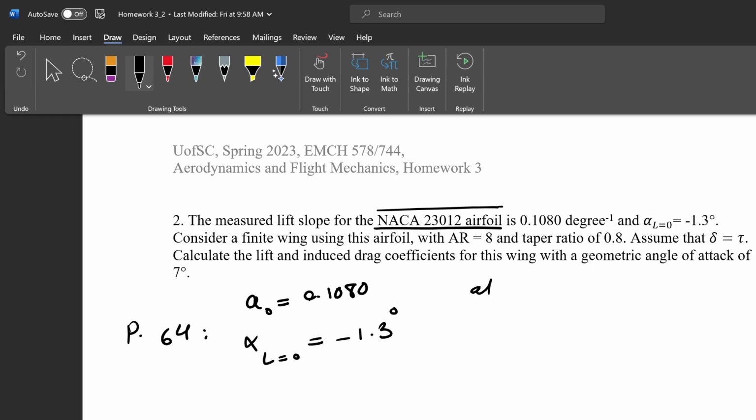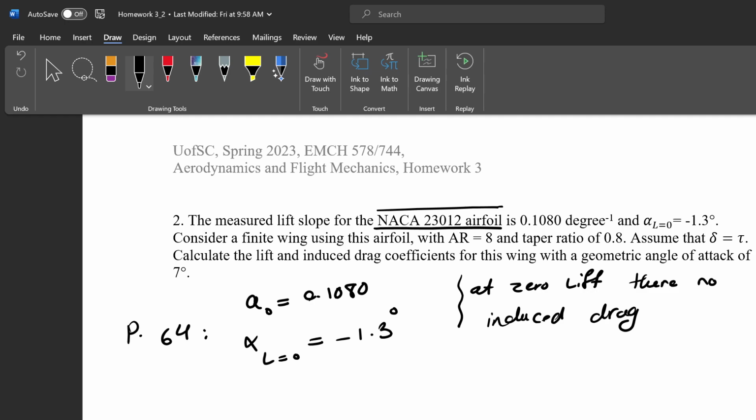Let me write this down. At 0 lift, there is no induced drag. This essentially means that the pressure on top and bottom are already equal. There won't be any downwash happening because of pressure difference.